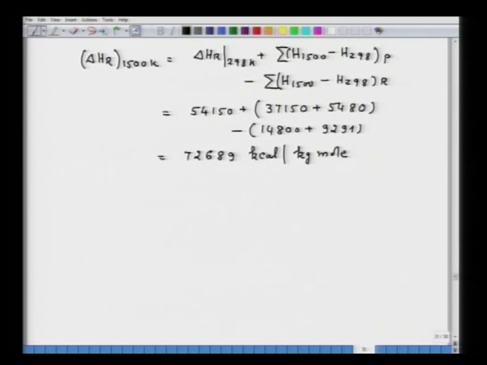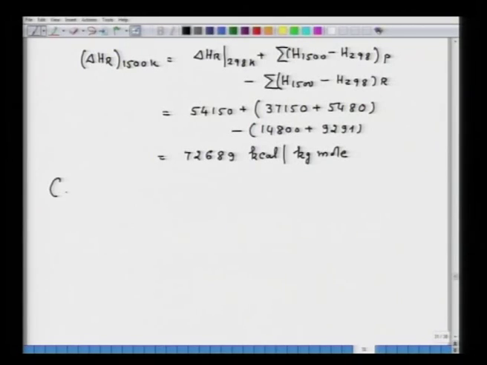Kilocalorie per kg mole. Now, suppose you want to calculate kilocalorie per kg of zinc, then what you will do? You will divide this value by the molecular weight of zinc. If you require to calculate kilocalorie per kg of ZnO, then you have to divide by the molecular weight of ZnO. So, that is what kilocalorie per kg mole means.